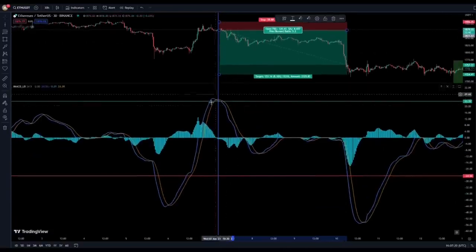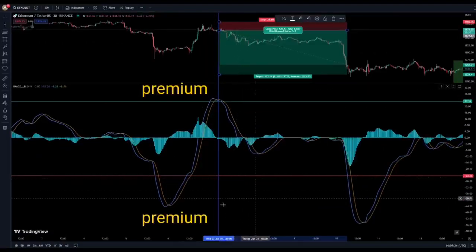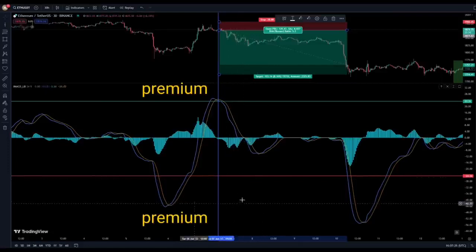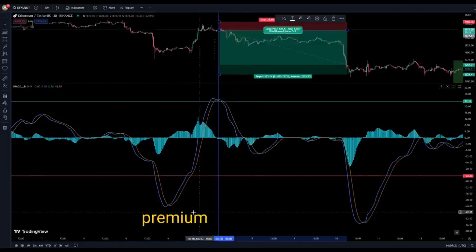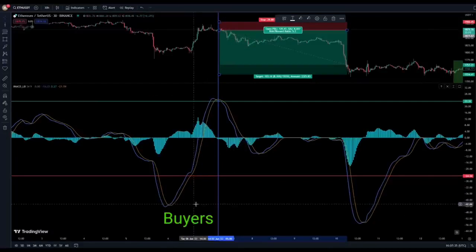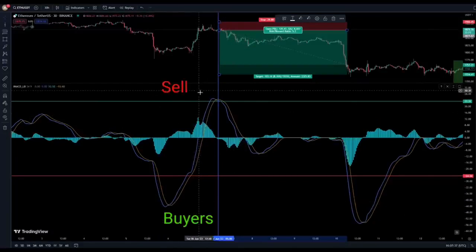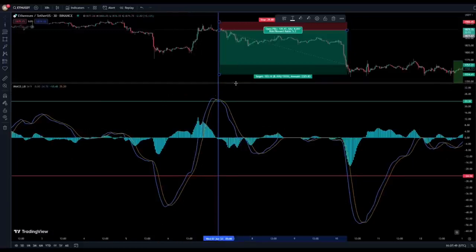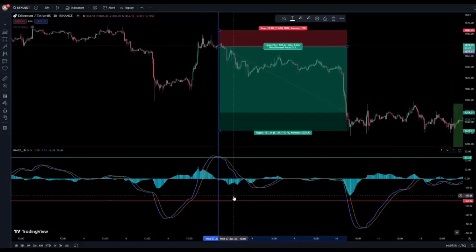We call these areas above the green line and below the red line premium zone, meaning that in this area down here, buyers enter the market, and in this area up here, sellers enter the market. Okay, so that's all about these indicators' conditions. Let's move to the rest.